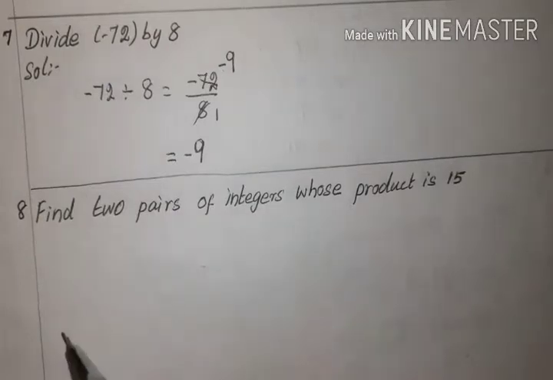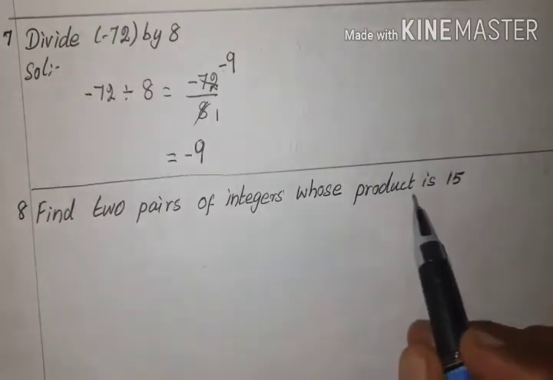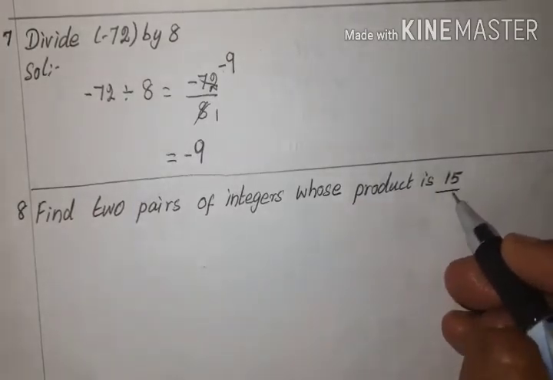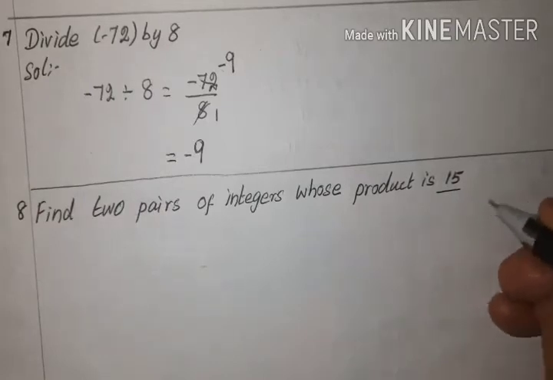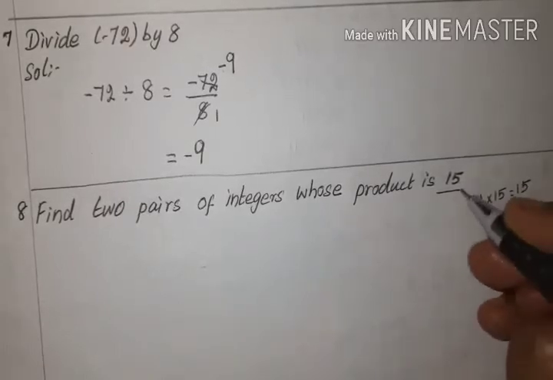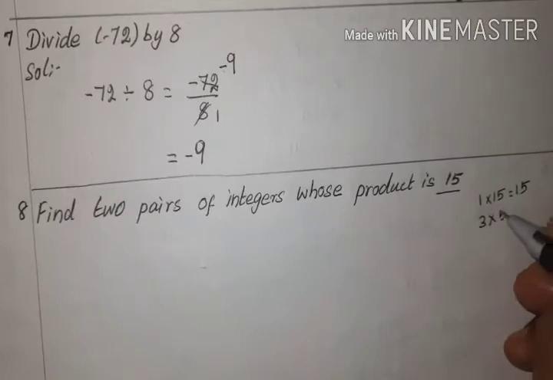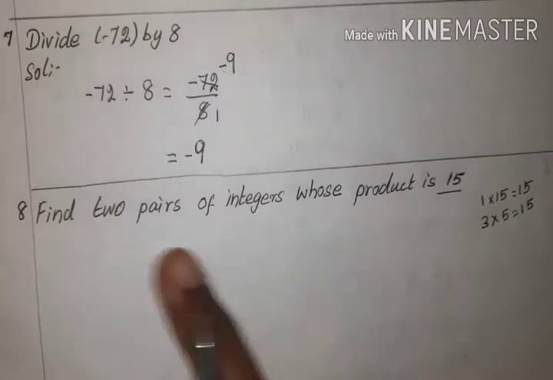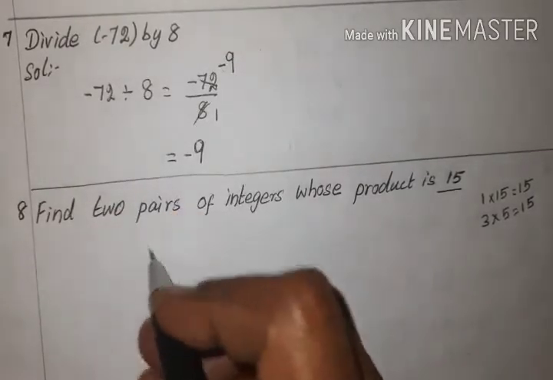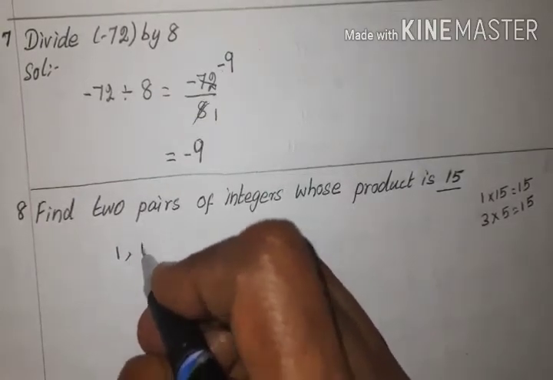Eighth question, find two pairs of integers whose product is 15. Product 15. So 1 15s are 15. Next, 2 table, not 5. 3 table, 3 5s are 15. So any 2 pairs only: 1, 15.